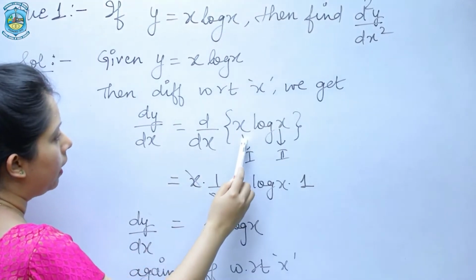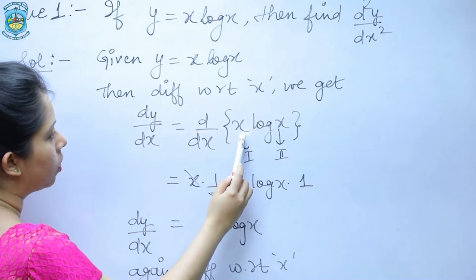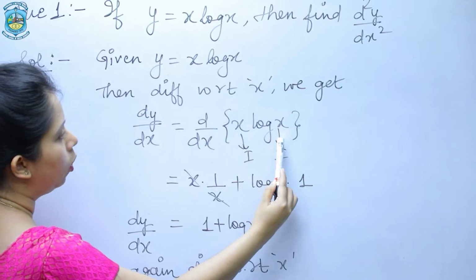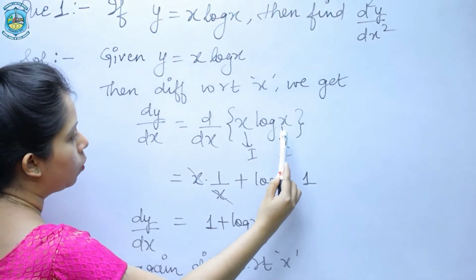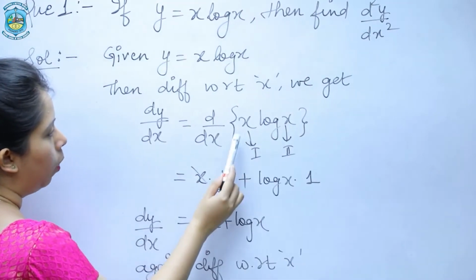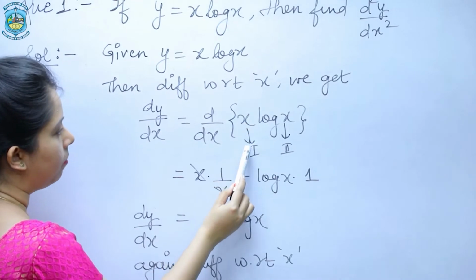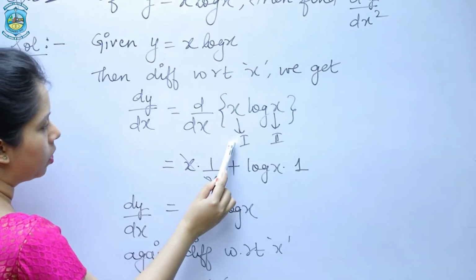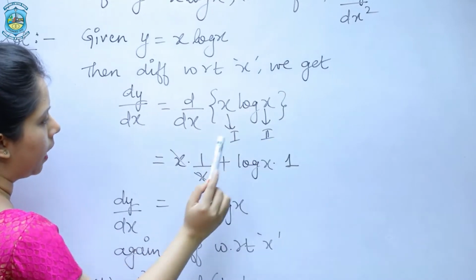Now, here you can clearly see that we have the product of two functions. First is the algebraic function and the second one is the logarithmic function. So, according to the product rule of differentiation, we have to select one as the first function and the other one as the second function. So, here x is the first function and log x is the second function.